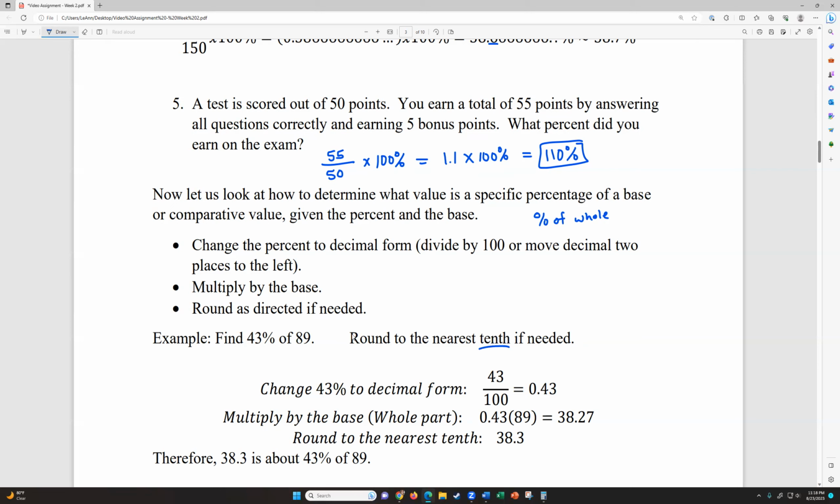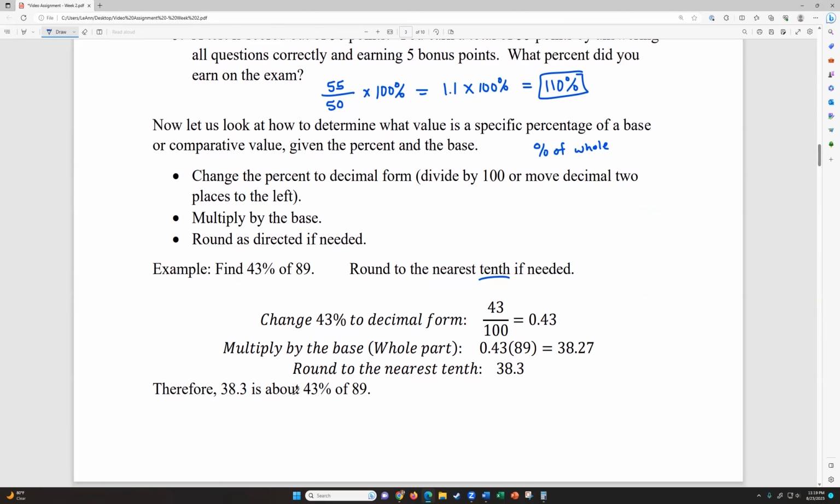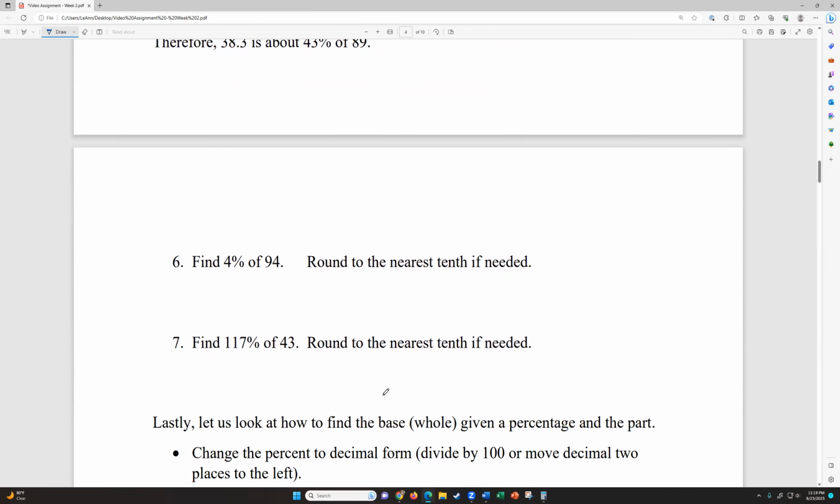They asked us to round to the nearest tenth, so I got that that is 38.3. So I said, and I put in "about" because we did round here. So therefore, 38.3 is about 43% of 89. This is the part. It is this percentage of the whole. Okay. So let's do one or two together.